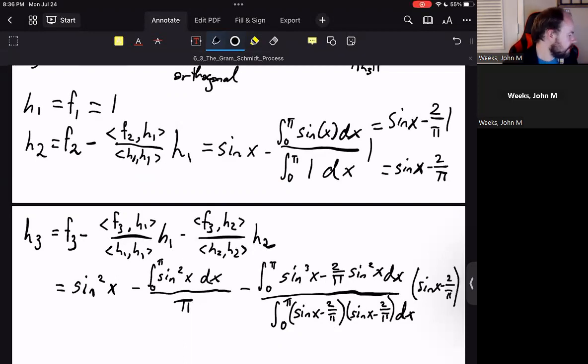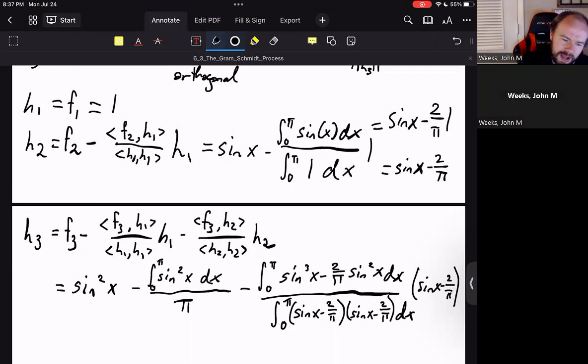Okay, let me check something here. Okay, looks good. So this is our formula for h3. Now, this is a lot of math. Look at all this math that we've created for ourselves. This is still using the Gram-Schmidt orthogonalization, but once we factor everything out and integrate, each of these ends up being its own little integral.